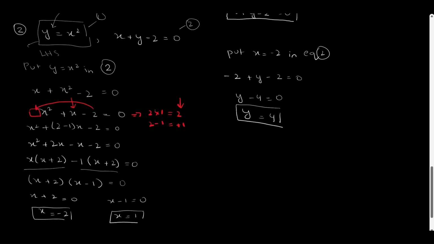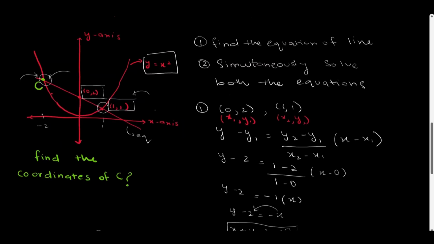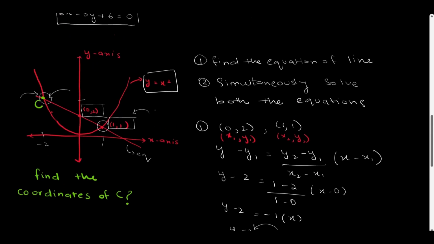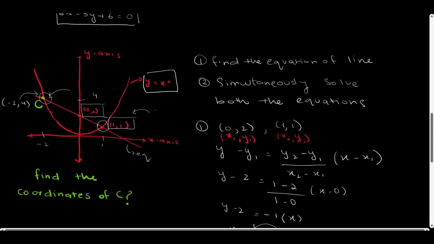And now we get the point. So C equals minus 2, 4. And in this diagram, you can see that this is 4 now, and this is minus 2, and C equals minus 2, 4. And that's it for this video.